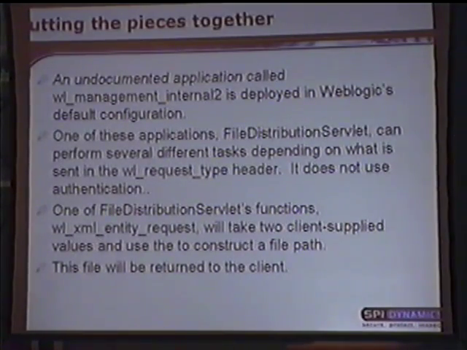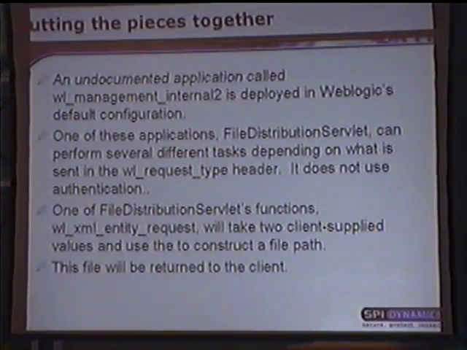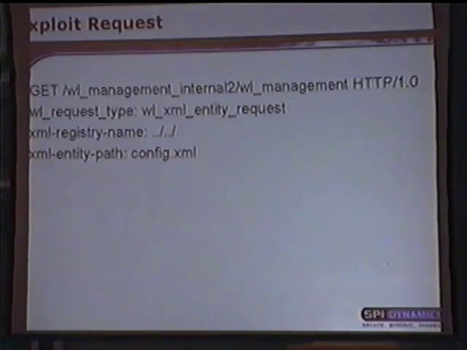One of the file distribution servlet's functions, WL XML entity request, can take two client-supplied values and it'll use them to put together a path. And then after that, as you look in the source code here, it returns a file input stream with whatever came out of that call. So it is sending whatever the result of that is back to the user. So we end up with a request that looks like this.